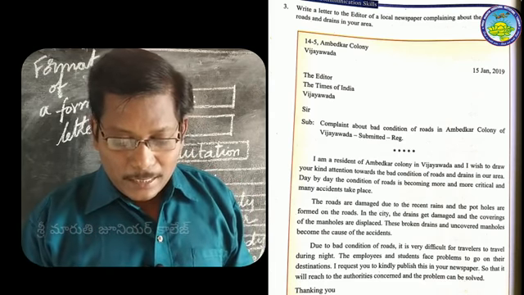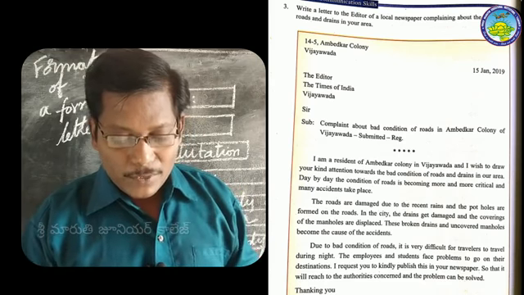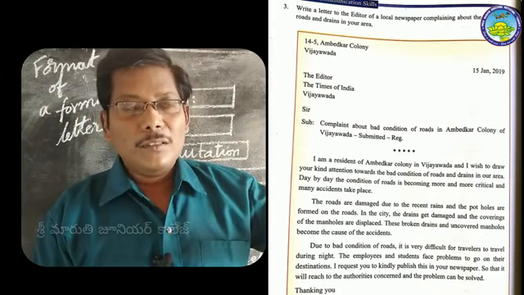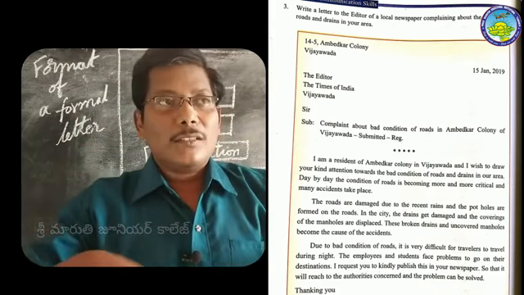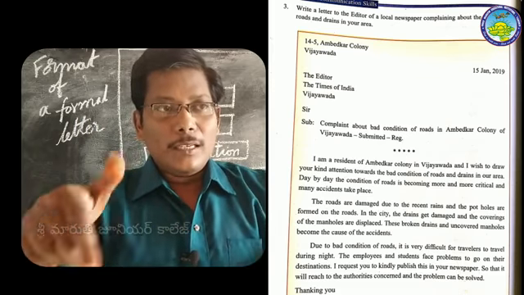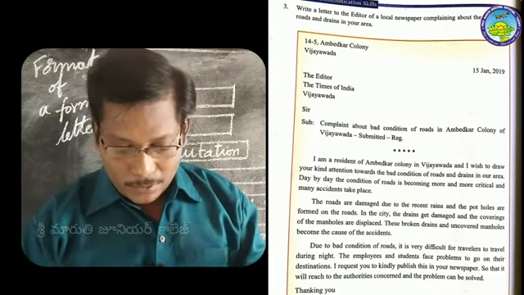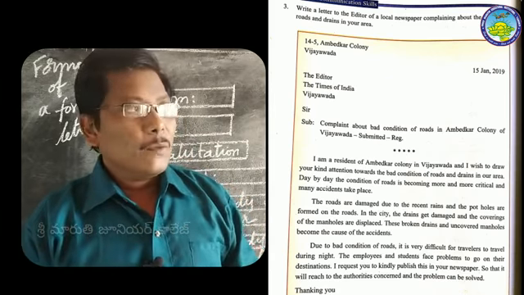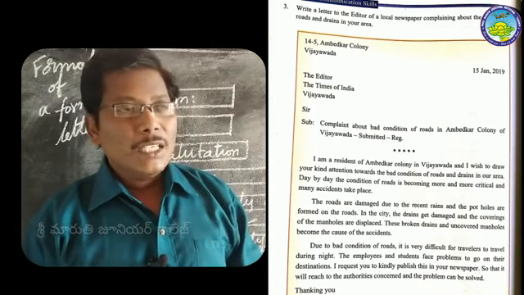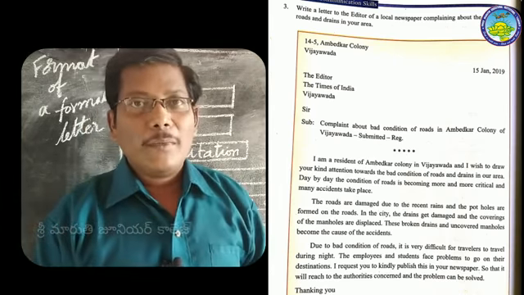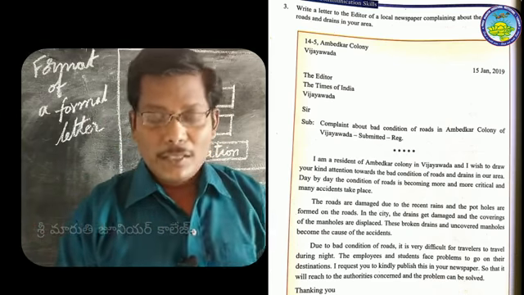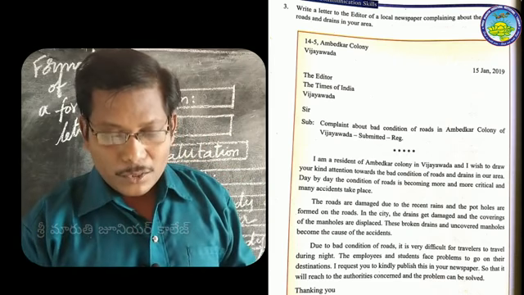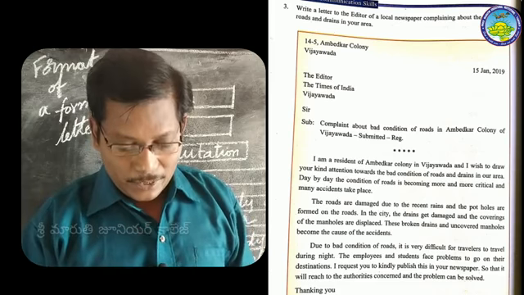In the city, the drains get damaged and the coverings of the manholes are displaced. You can find some manholes here and there. The manholes are covered with some plates, just plate-like structures. So those coverings are displaced. So if any person goes in the night time, if he doesn't see it properly, he will fall into the manhole and it will become very dangerous. So that's the problem. These broken drains and uncovered manholes become the cause of the accidents. These are the main cause of the accidents.